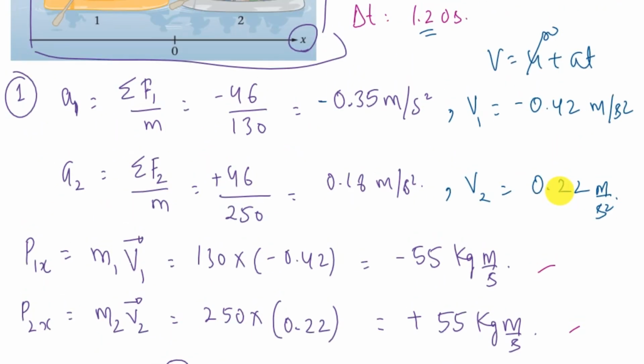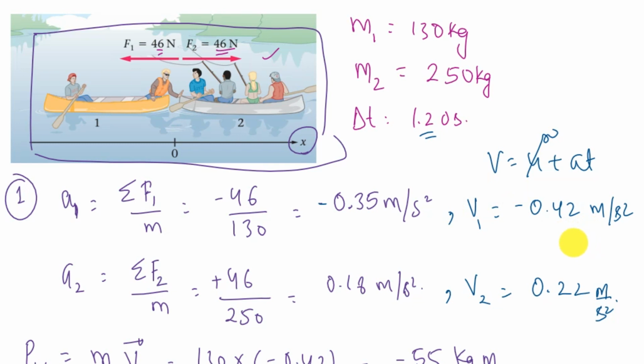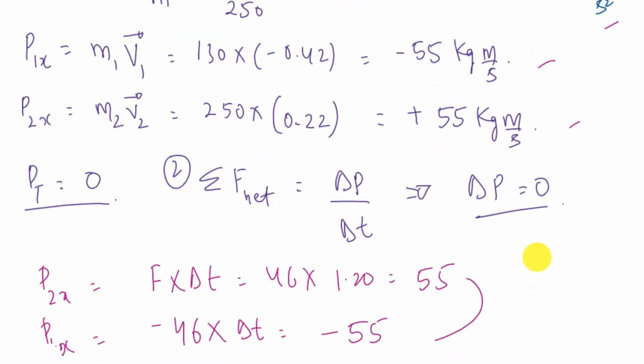The reason behind solving this using the kinematic equation is just to show that here momentum is conserved, but not the velocity. The velocity is different here. Here the velocity is minus 0.42, and here the velocity is 0.22. The velocity is not conserved, but the product of mass multiplied with velocity, that is the momentum, is conserved before and after the collision. So I hope you got the problem.